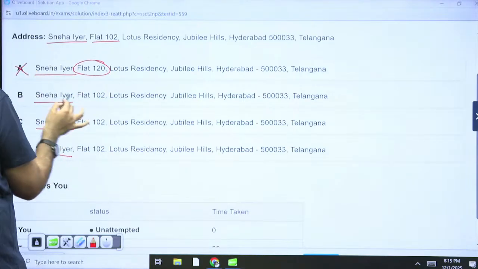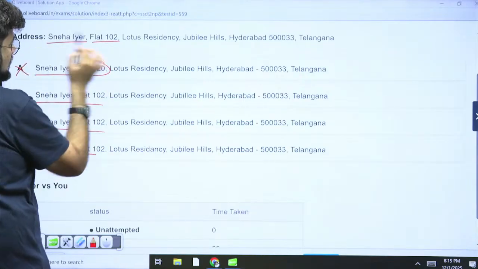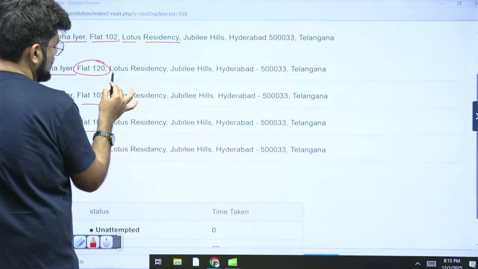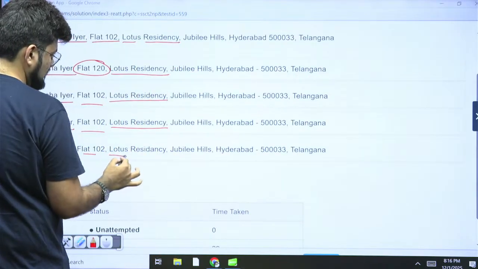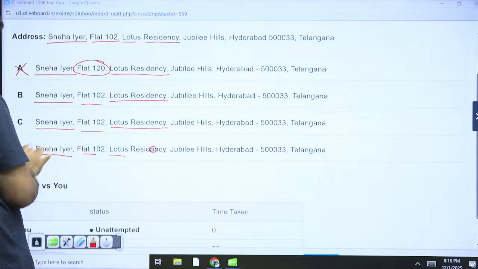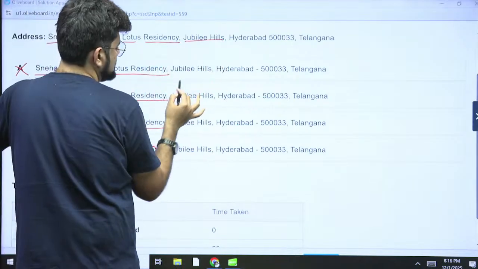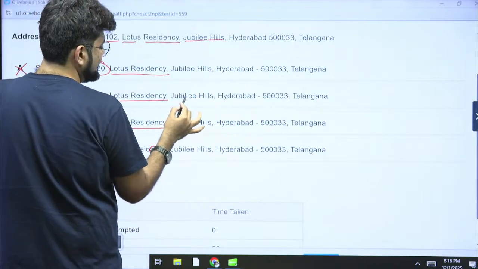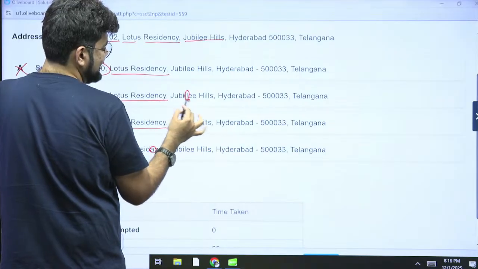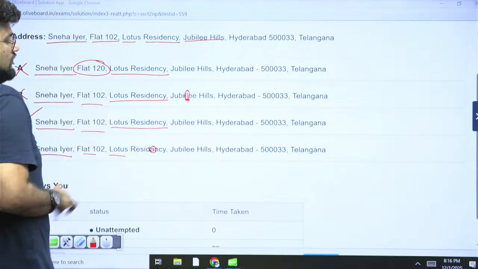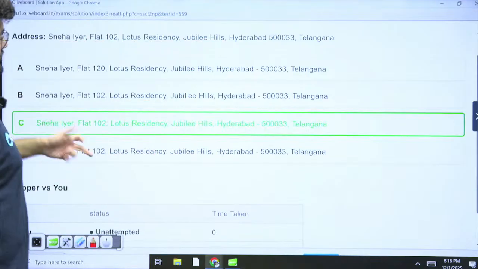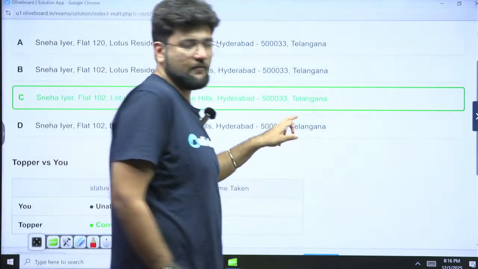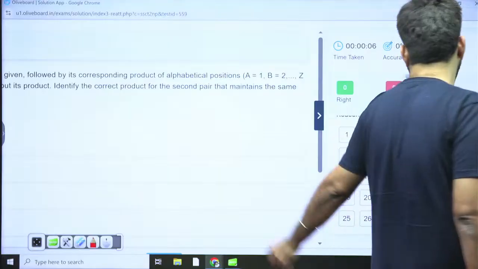Option A is gone. 102, 102, 102. Perfect. Lotus Residency, Lotus Residency, Lotus Residency, Lotus Residency, Lotus Residency. This is gone. Option D is gone. Jubilee Hills. So now you have to only check for B and C. Double L, double E. Double L is there here. So this is also gone. Option C is the right answer. Always proceed like this. So option C is the correct answer. Done. Strategically we are going 29 seconds. Perfect. Very good. Excellent timing. Next.